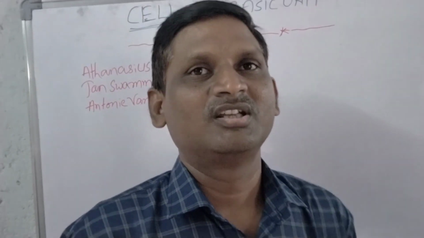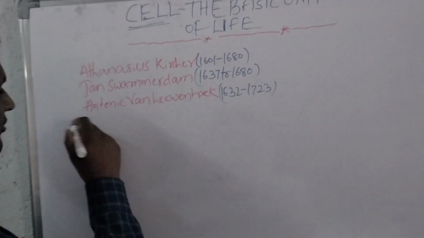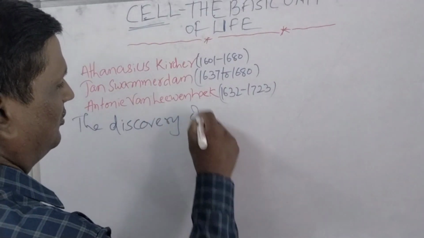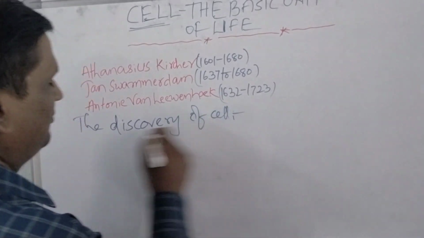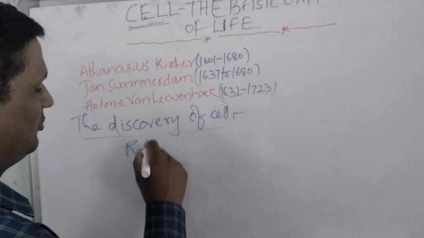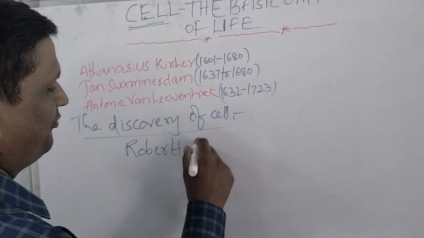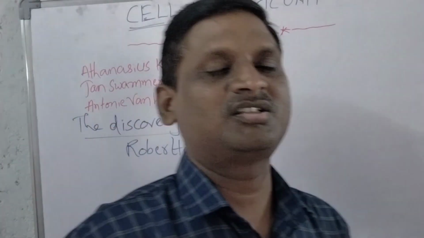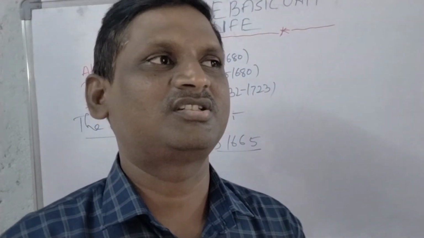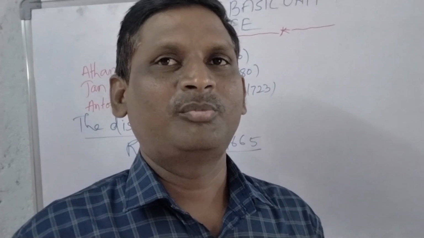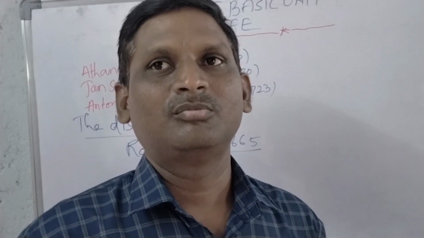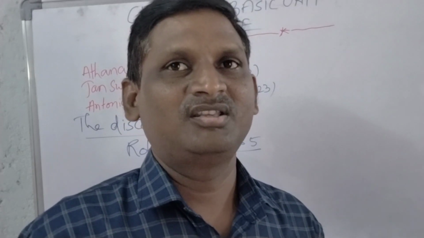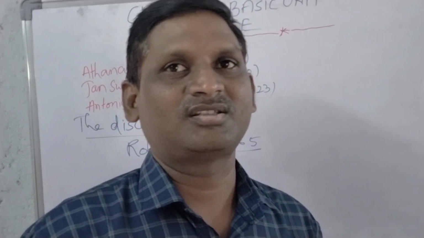First, the discovery of the cell. The cell was first discovered by Robert Hooke in the year 1665. Robert Hooke was an English scientist, and he studied some cells.